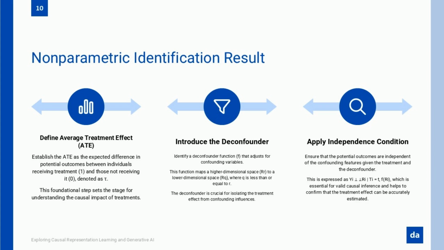But here's where things get even more exciting. Now that we know how to identify causal effects, the next step is putting this into action. Next, we'll dive into estimation and inference, where we'll actually measure these effects with precision. Stick with me because this is where causal AI starts making a real-world impact.